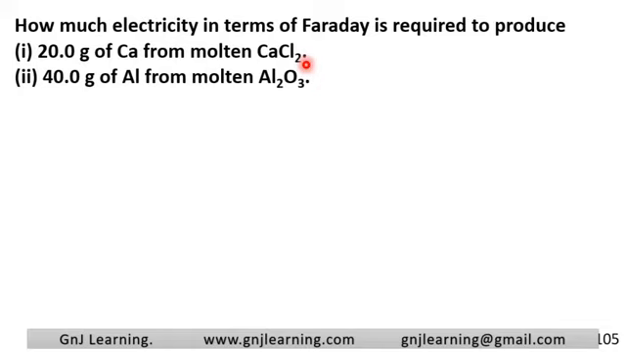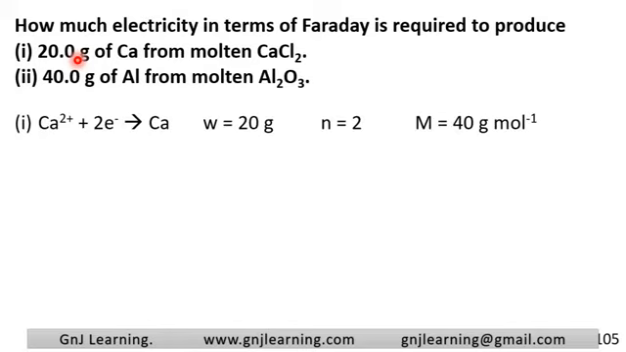So I want to calculate Q, that Q in terms of Faraday. And they said that they have provided which metal has to be produced and from where. So calcium from molten calcium chloride, and how much gram is required. So W they have supplied, that is 20.